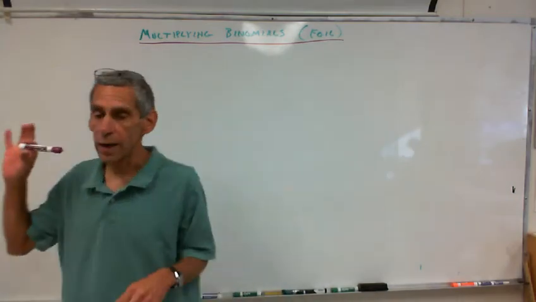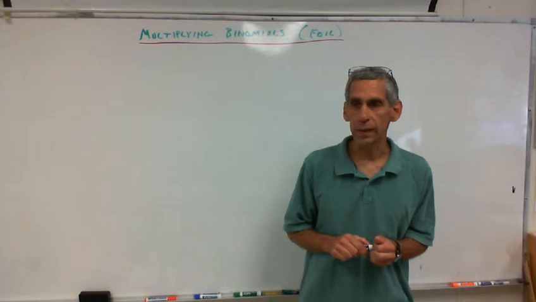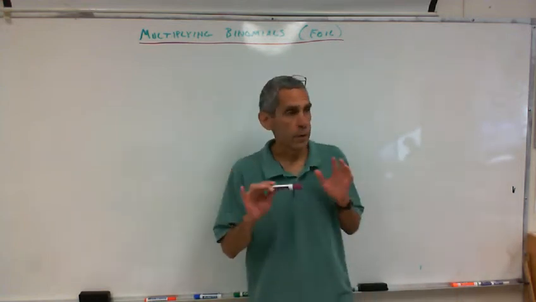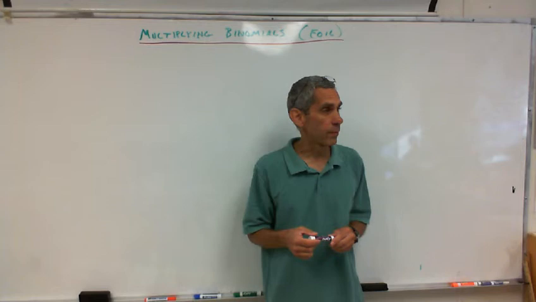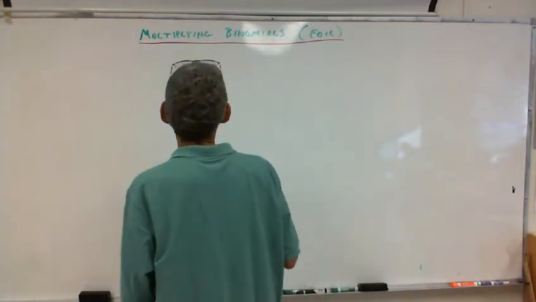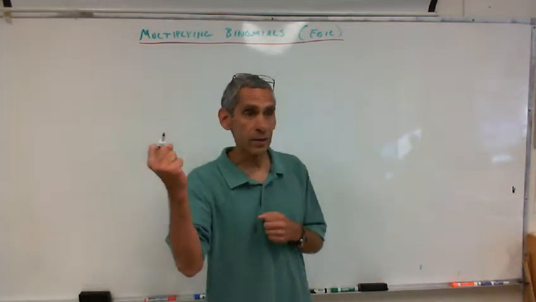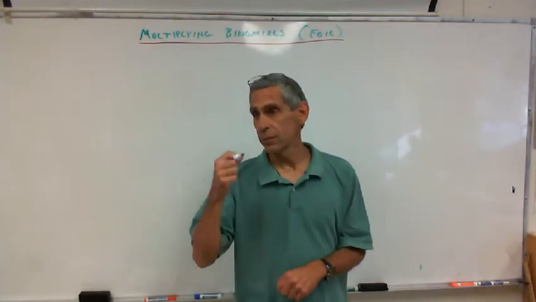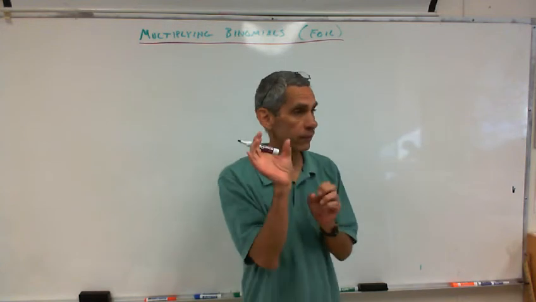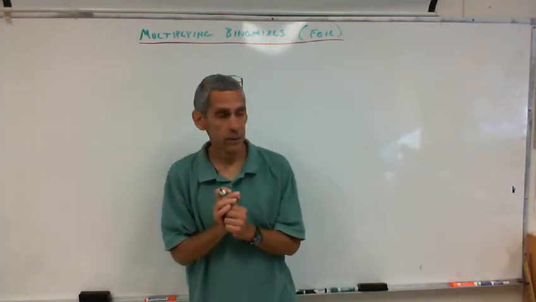Okay, so I think we've already talked about this briefly, like last week or something like that. But I'm just going to review it because there's a lot of problems on the homework relating to this, okay? So basically, this is multiplying binomials. Binomials would be like x plus 2 times x minus 3. Each of those are binomials. Binomials have two terms. They're separated by a plus or a minus, right?